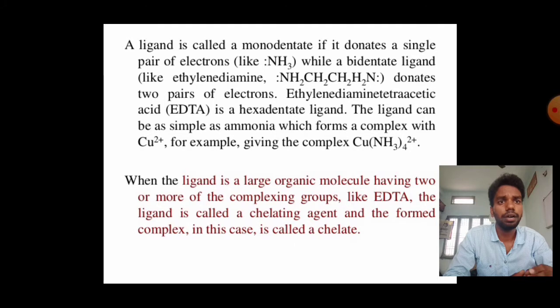If a ligand has two lone pairs of electrons and donates those two lone pairs to the center metal atom, that ligand is called a bidentate ligand. That means it has two donor sites. Next, if it has three lone pairs of electrons, that means three donor sites, and that ligand is called a tridentate ligand. Then there are tetradentate, pentadentate, and polydentate. All of these are polydentate ligands.